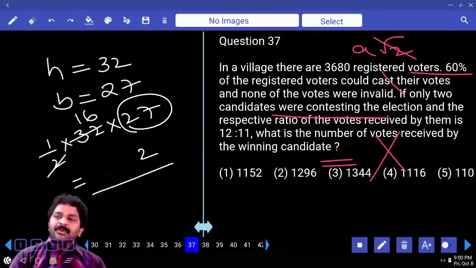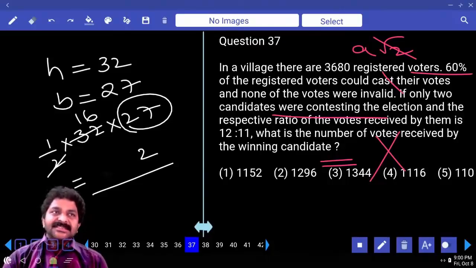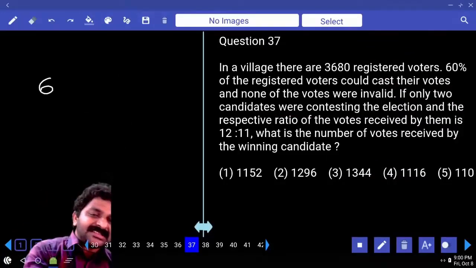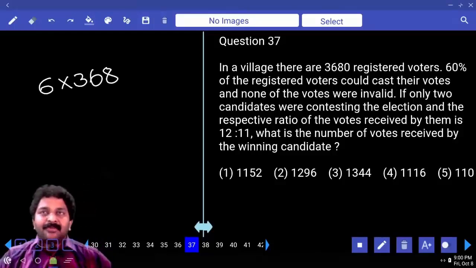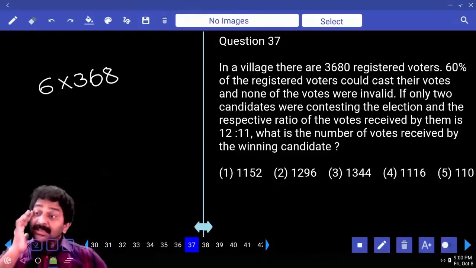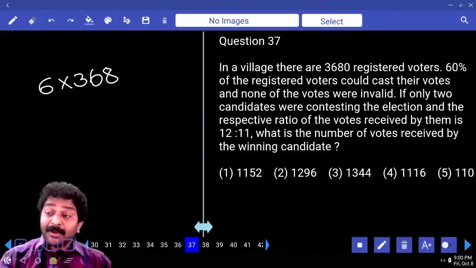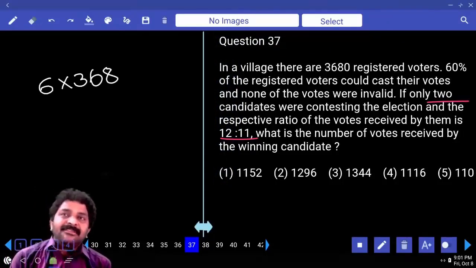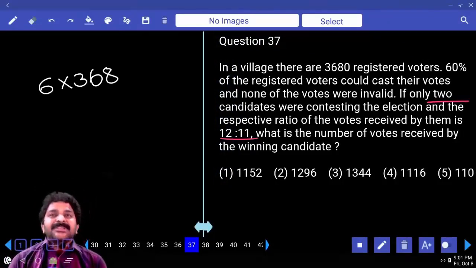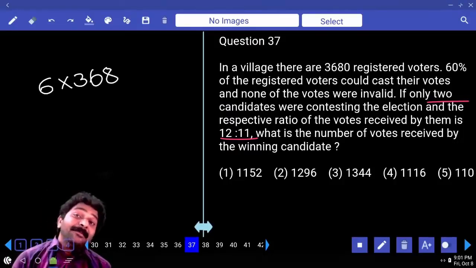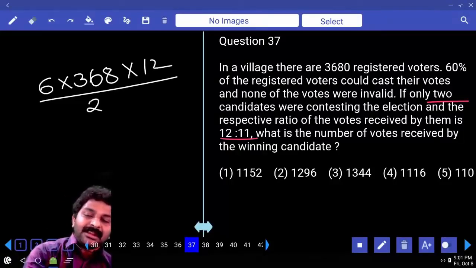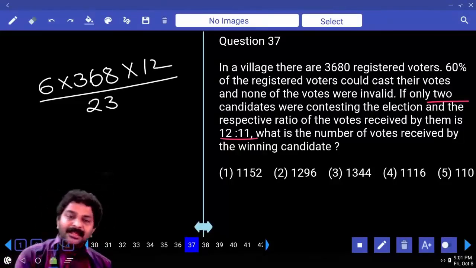So, how many votes were cast here? 60% of, 60% in the sense 6 into 10% value, that is 368. These many votes were cast. Agreed or not? Yes. So out of them, they were distributed among how many candidates? And they get votes in the respective ratio 12:11. Total how many parts do we have? Winning candidate will get how many parts? That means 12 out of 23. Agreed? Last digit verification.